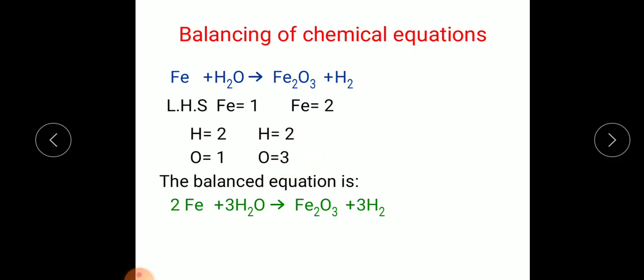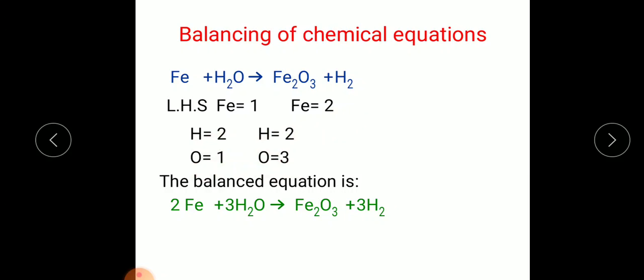Now if you see, on the left hand side and the right hand side the atoms are not balanced, because here iron is 1, here it is 2, hydrogen 2, hydrogen 2, oxygen 1, oxygen 3. So we can see the atoms are not balanced. In order to balance, we have to use the trial and error method. First we'll start with a small number.